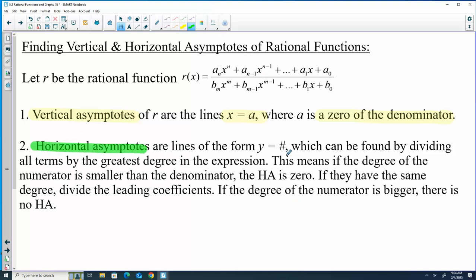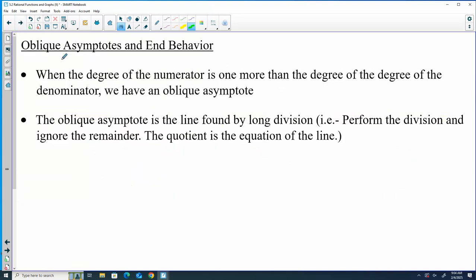Horizontal lines are y equals a number, and they're found by dividing all the terms of the greatest degree. I'm going to talk about this a lot today, but we divide the terms of greatest degree. When we have oblique, this happens when the degree on the top is 1 more than the bottom, and to find it, we have to do long division. Horizontal and oblique all really come down to dividing the polynomial.